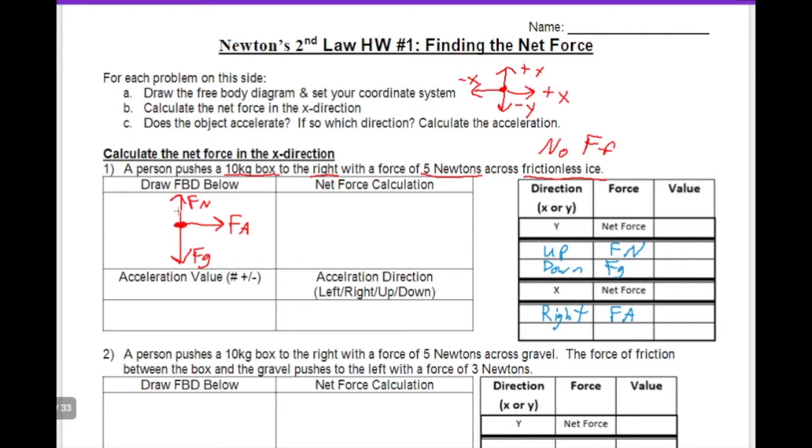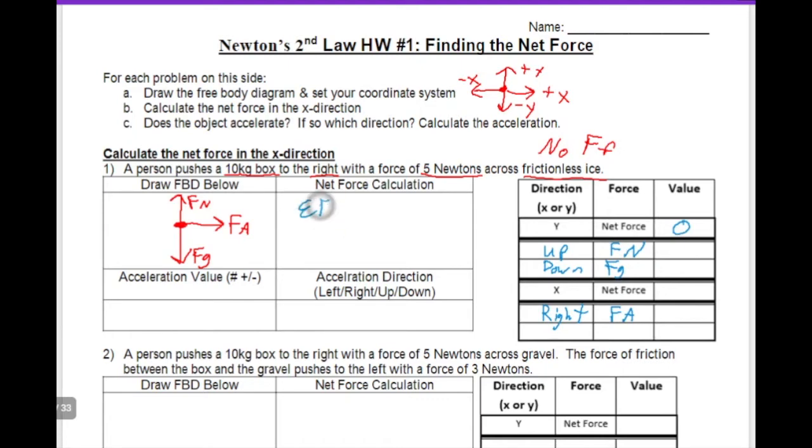Well, if we look, we know that normal and gravity are equal to each other, and they're equal to each other because this box is moving to the right, it's not moving up or down. Therefore, the net force in the y direction is 0. How do I solve for force gravity and force normal? Well, it doesn't really tell me to do that. It just tells me to solve for the net force. So now we need to solve for the net force in the x direction.